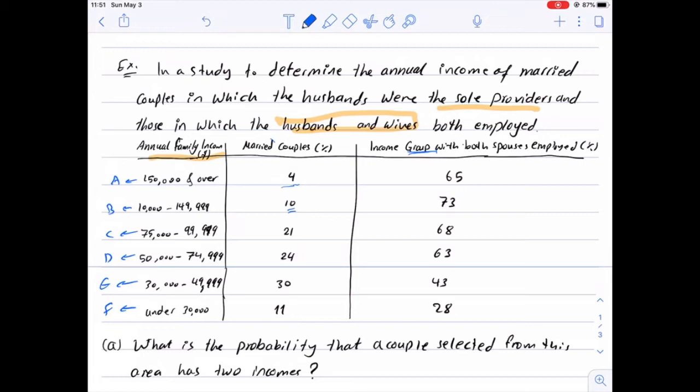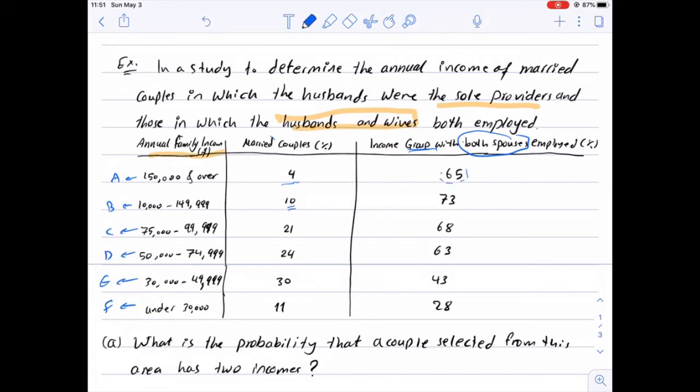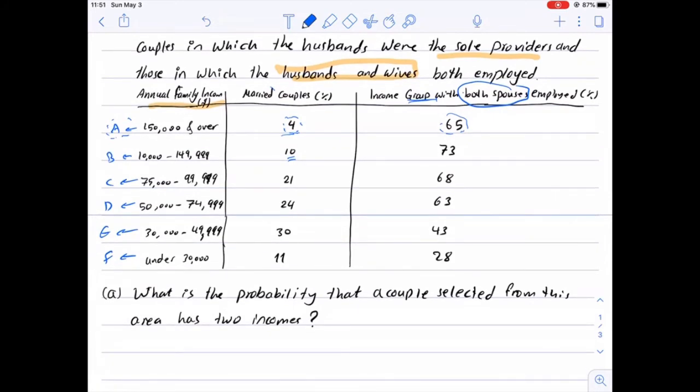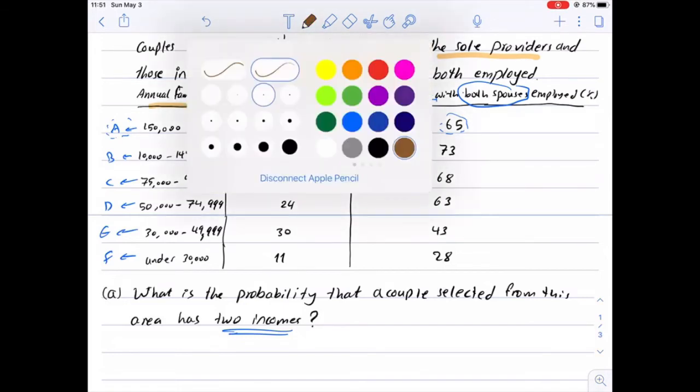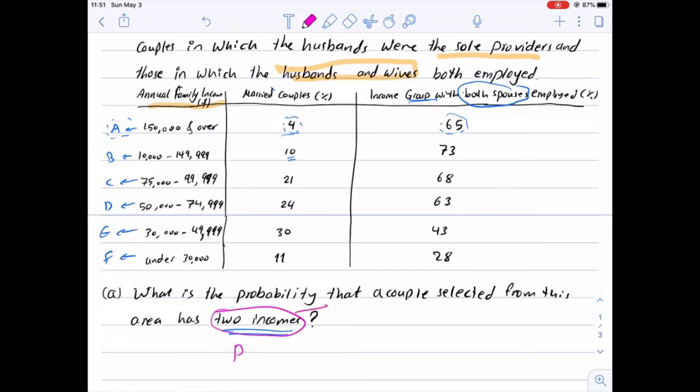And here in the third column, the income comes from the employment of both, or both spouses are employed. That means we have 65% of the 4% of the married couples who have an income of 150,000 or more. So the first question is, what is the probability that a couple selected from this area has two incomes? So here we want to find the probability. Let's call the event of getting couples who have two incomes T.